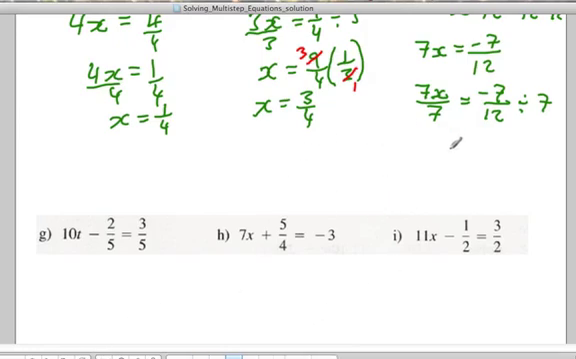So it simplifies to be x is equal to negative 7 over 12 times 1 over 7. Now the 7's cancel out, so this becomes negative 1 because the negative sign's still there. So x is equal to negative 1/12.